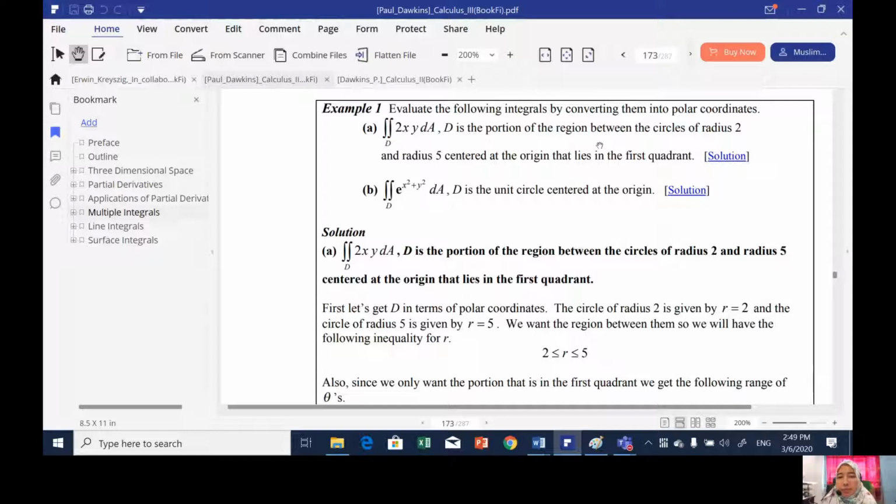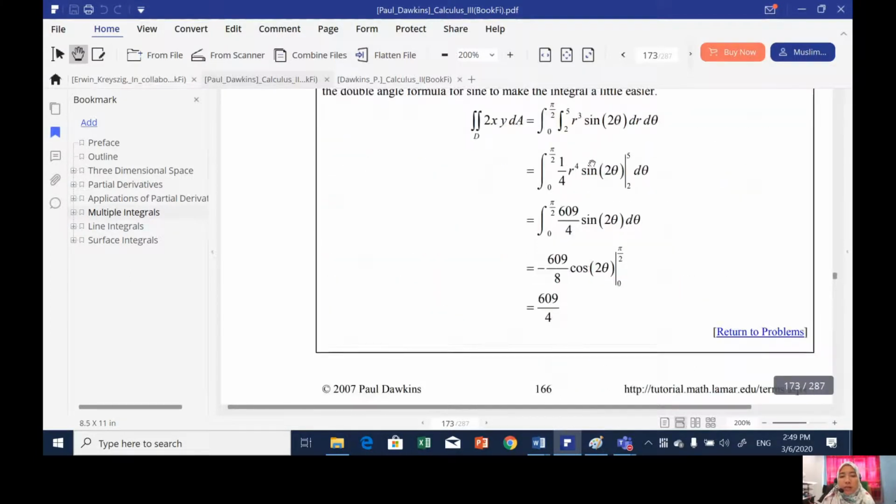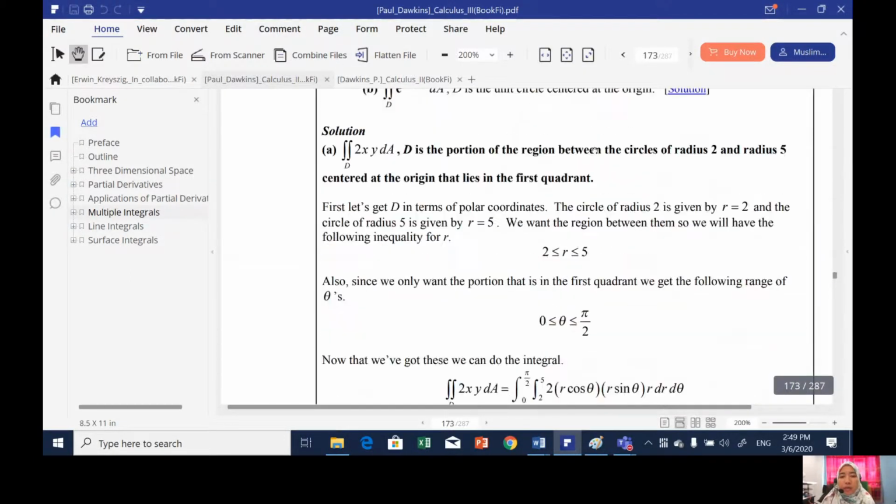D is the portion of the region between the circles of radius 2 and 5, centered at the origin, that lies in the first quadrant. So it means that we have two circles bounded, one is a circle that has a radius of 2, and another circle has a radius of 5. The circles are centered at the origin and lie in the first quadrant. So when we sketch the graph, we can sketch the graph actually.